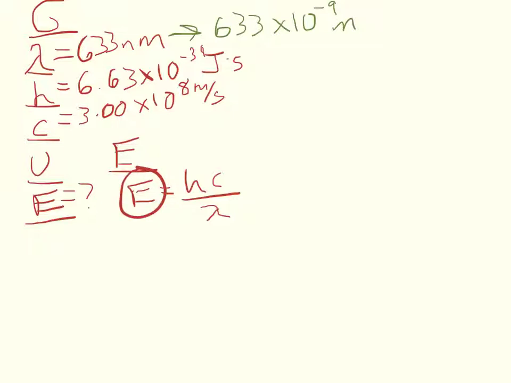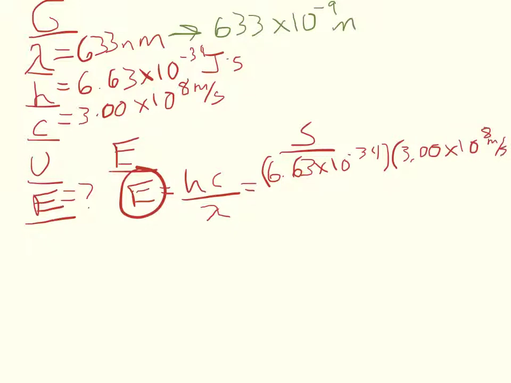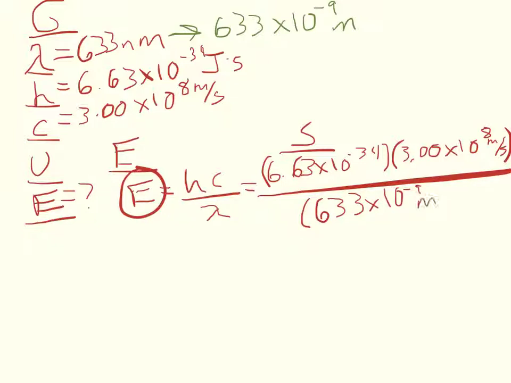So we're just going to go ahead and substitute in our numbers. We have Planck's constant, 6.63 times 10 to the negative 34th, and 3.0 times 10 to the 8th meters per second. And all of that will be divided by 633 times 10 to the negative 9th meters.